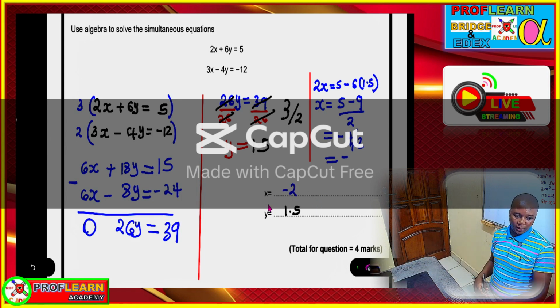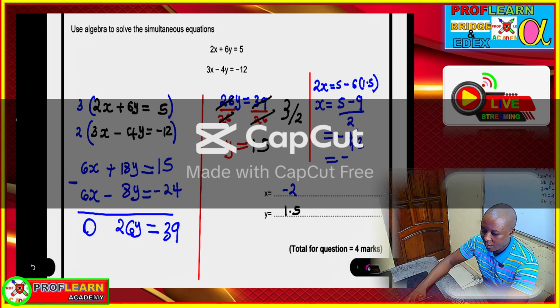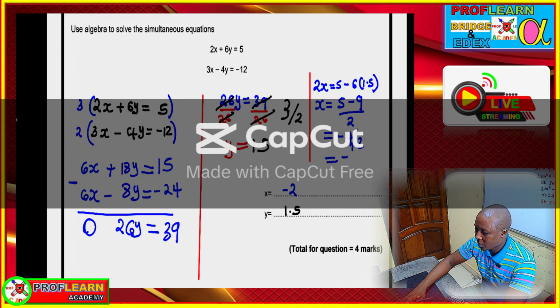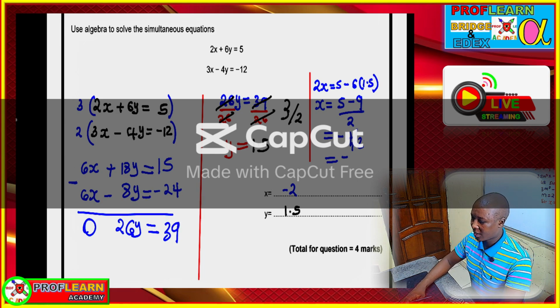So you transfer your answer there so that you can make the examiner happy. I can see x minus 2 is correct. Yusuf 1390, x minus 2 correct, and y 1.5 correct. Well done, guys.